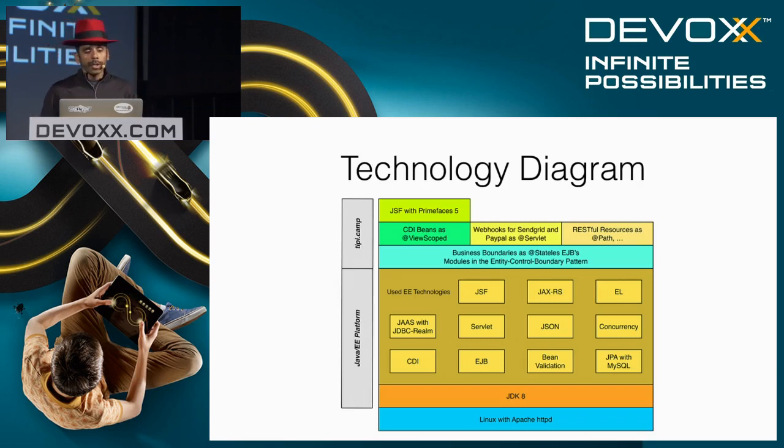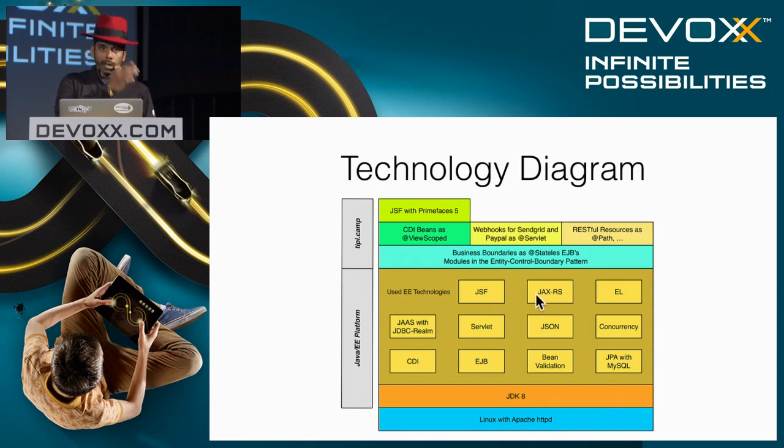In terms of technology, it was hosted on a Linux machine with Apache HTTPD as a front end. It used JDK 8. JDK 7 is required for Java EE 7, but that does not mean you can't use JDK 8. And there are some fancy features in JDK 8 that can simplify your life for Java EE 7. Here, in terms of the technology, JSF was the front end, and I'll talk about some JavaScript libraries that were used as well.